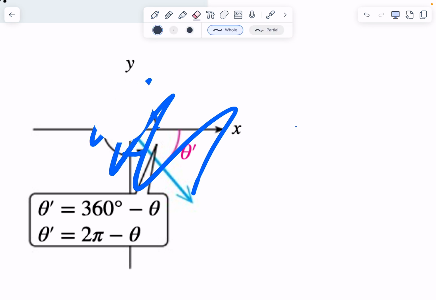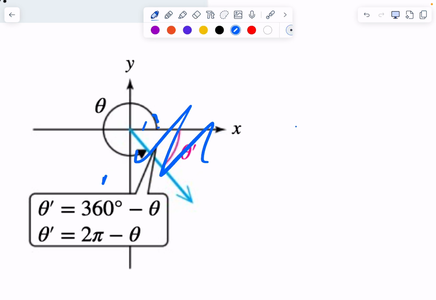Will you quit doing that? Why is he doing that? Un momento, por favor. Okay, I don't know what he's doing.